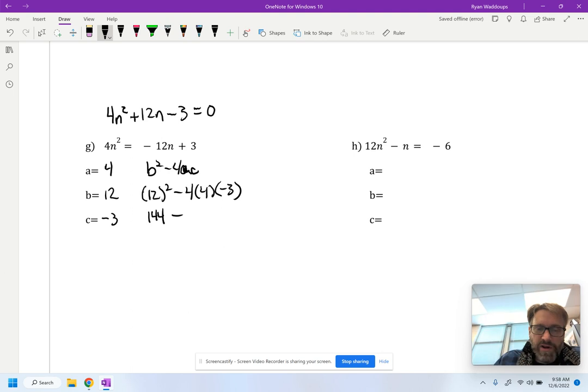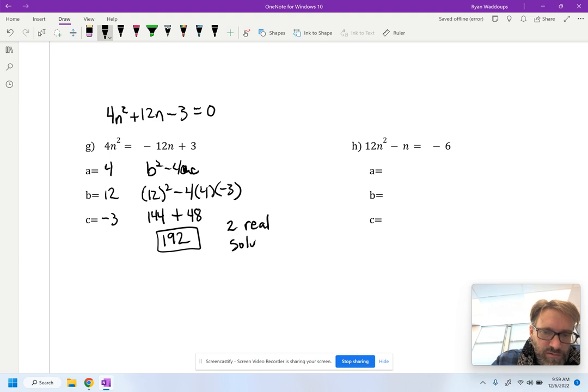And 12 squared is 144 minus 4 times 4 times 3 is 48, but because there's a negative and a negative, this is going to be plus 48, and 144 plus 48 is 192, and is positive. Since it's positive, this means there are two real solutions.